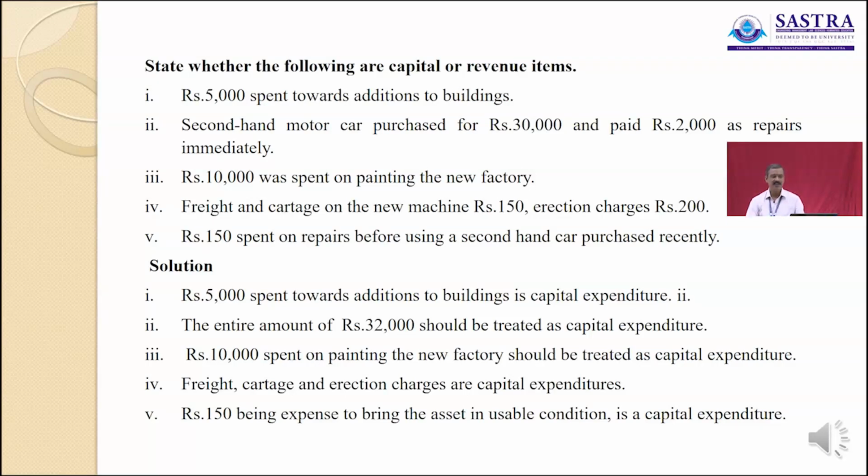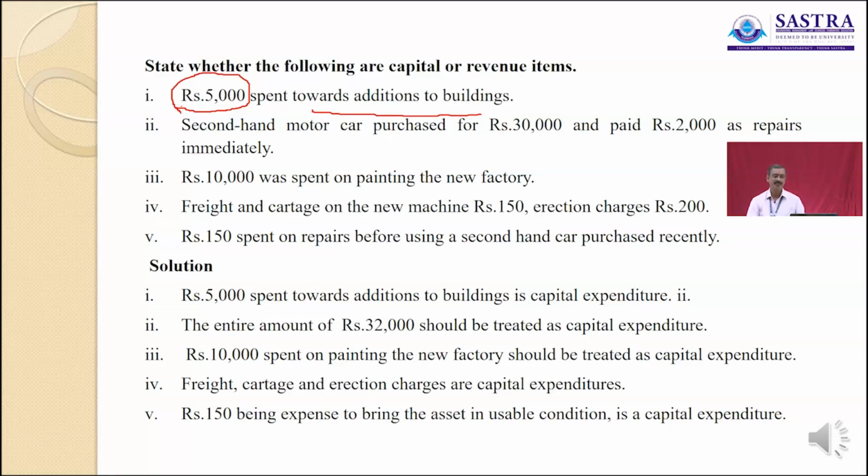There are some comprehensive transactions given. You are requested to state whether the following are capital or revenue items. First, rupees 5,000 spent towards additions to buildings. 5,000 rupees has been spent towards addition to building. So building addition or building extension, which will be treated as what? And also state the reason.